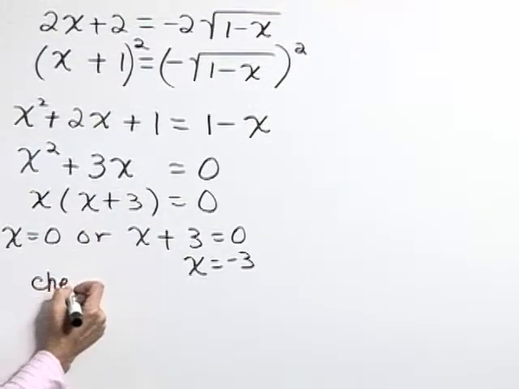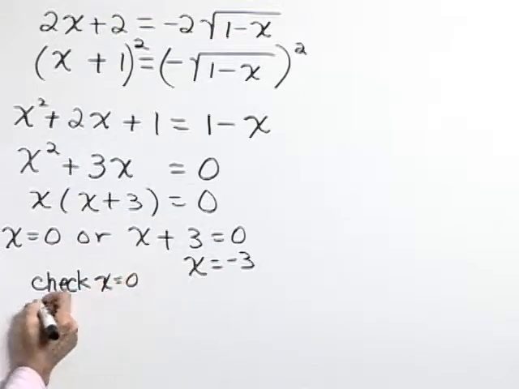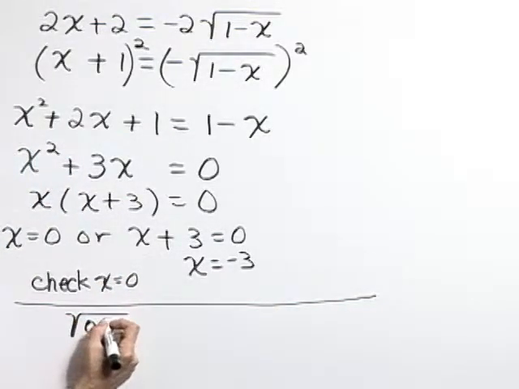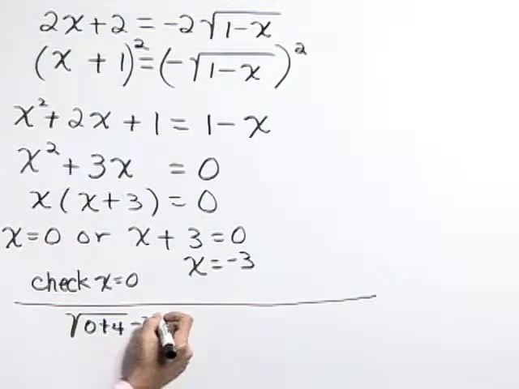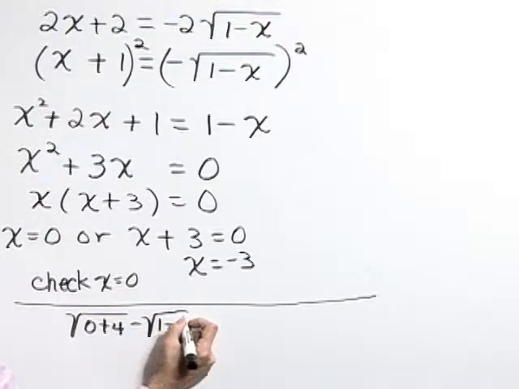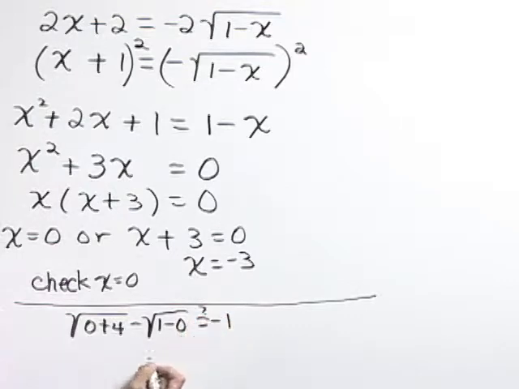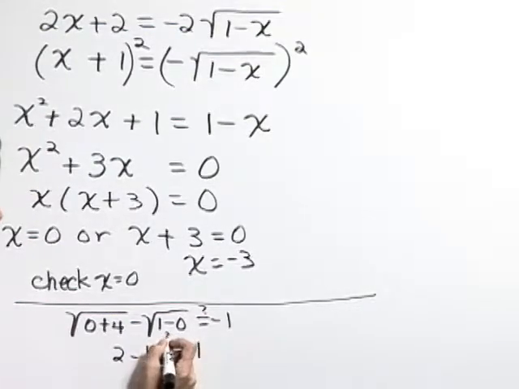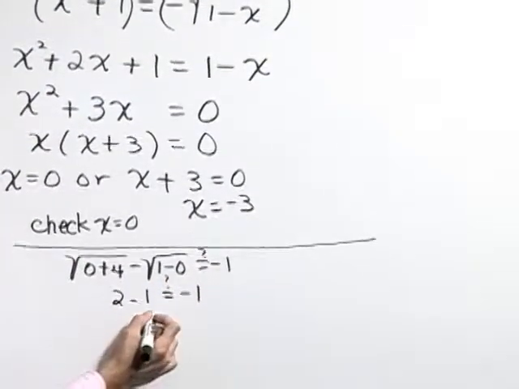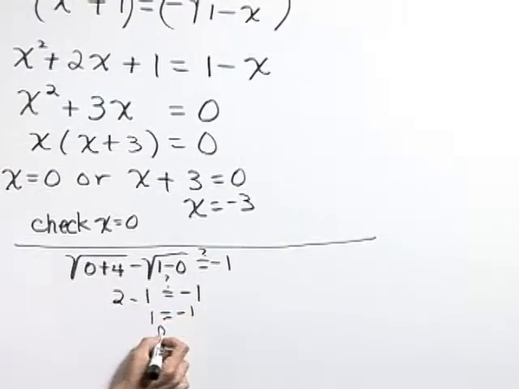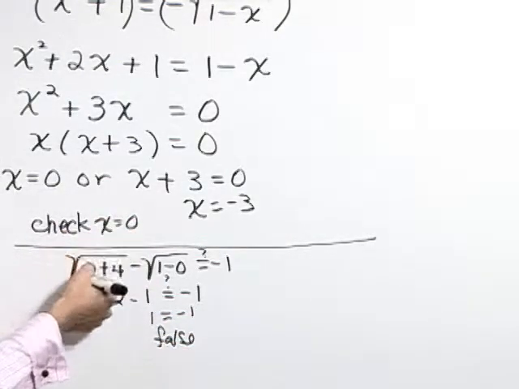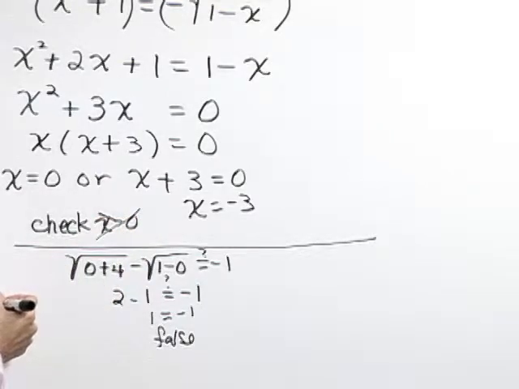So let's check x equals 0. Is the square root of 0 plus 4 minus the square root of 1 minus 0 equal to -1? That's the square root of 4, or 2, minus 1 equal -1? No. 1 is equal to -1. That is false. x equals 0 is not a solution. We're going to reject that one.